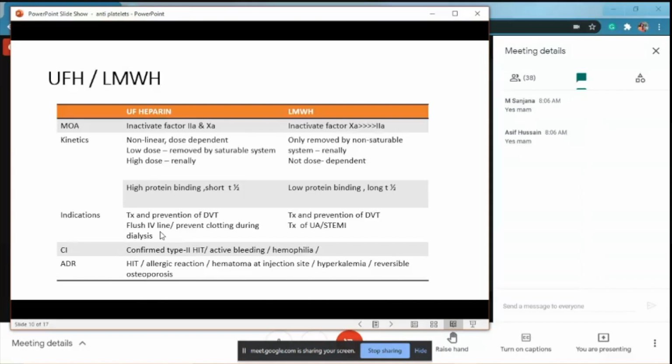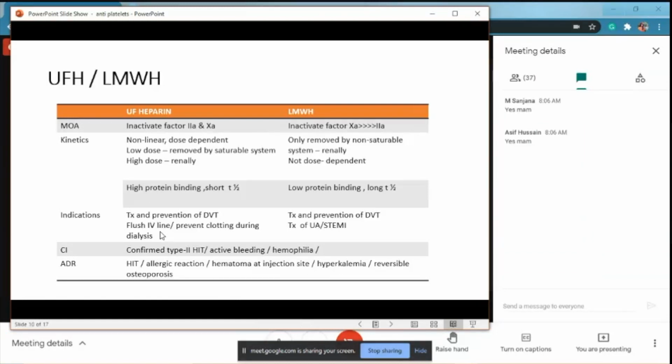One thing here: the advantage of unfractionated heparin over low molecular weight heparin is that we can use unfractionated heparin in patients with renal impairment. Why? At low dose, it is removed by the endothelial system, not renal. So that is one pro of unfractionated heparin when it comes to kinetics, because it can be used in renal impairment. Okay.